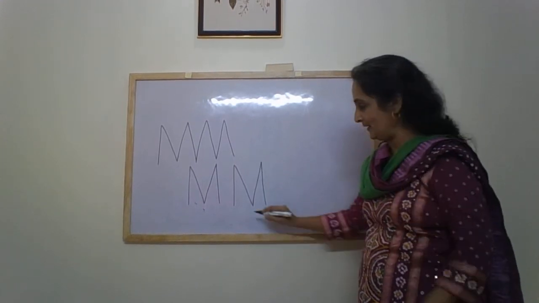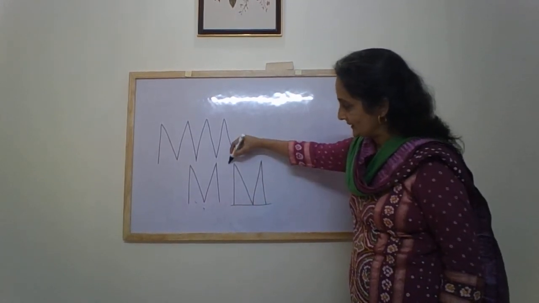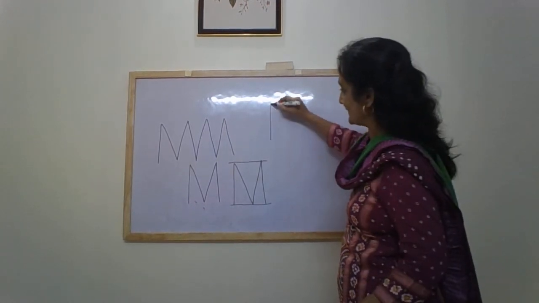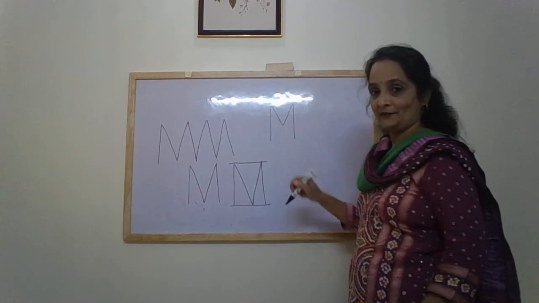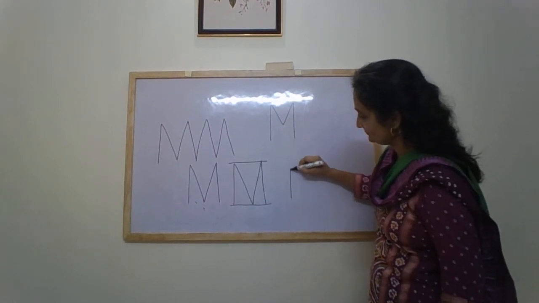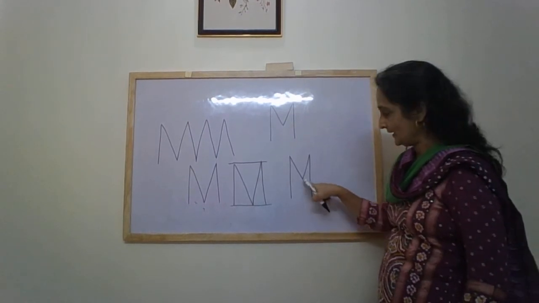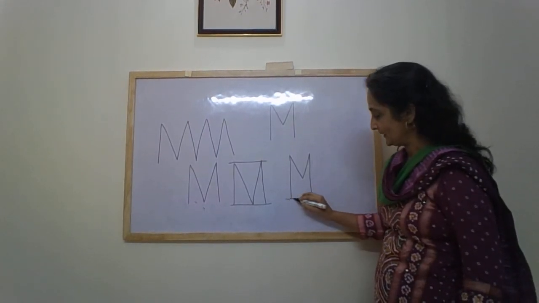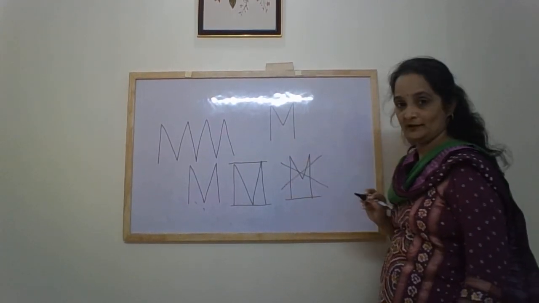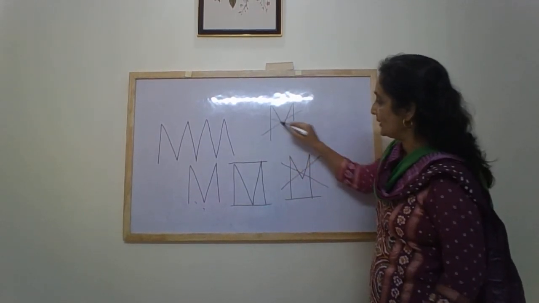And children, remember, all these points should be at the same level. You don't write M like this, where the center goes up. Let me show you again. We do not write M like this, where the center is up. Up in the middle. This is wrong. Okay? Where it goes up in the middle, it is wrong.